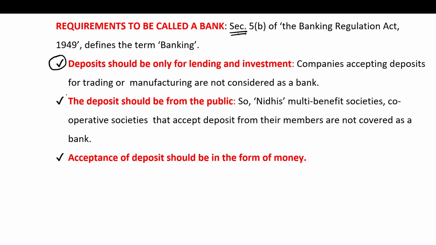Number two, the deposit should be from the public. Say if an organization accepts deposits only from its members, then we will not call that organization a bank. For example, Nidhi or cooperative societies. So a bank must deal with the general public. This is important. And number three, deposit must be in the form of money. Now, a person cannot come to the bank and say that I want to deposit my watch. No, a bank will accept deposits only in the form of money, cash or digital money, and not any other kind of goods or services.